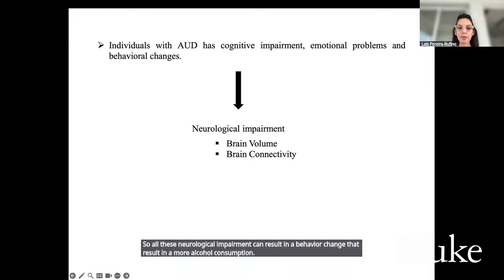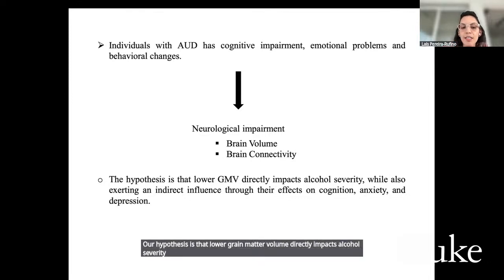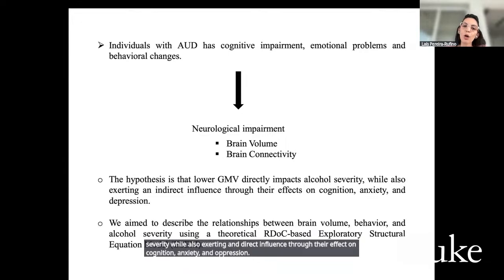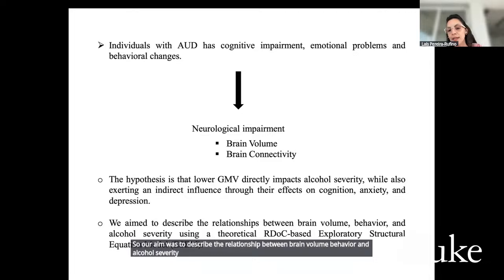So about this, our hypothesis is that lower gray matter volume directly impacts alcohol severity while also exerting an indirect influence through its effect on cognition, anxiety, and depression. Our aim was to describe the relationship between brain volume, behavior, and alcohol severity using a theoretical RDoC-based exploratory structural equation model, the ESEM model.